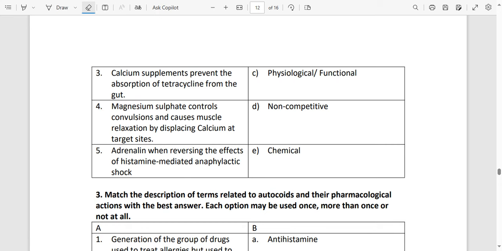Adrenaline, remember, histamine is producing one effect. Adrenaline is going to do the direct opposite of histamine. So what antagonism is that? Pardon? It's physiological, thank you.